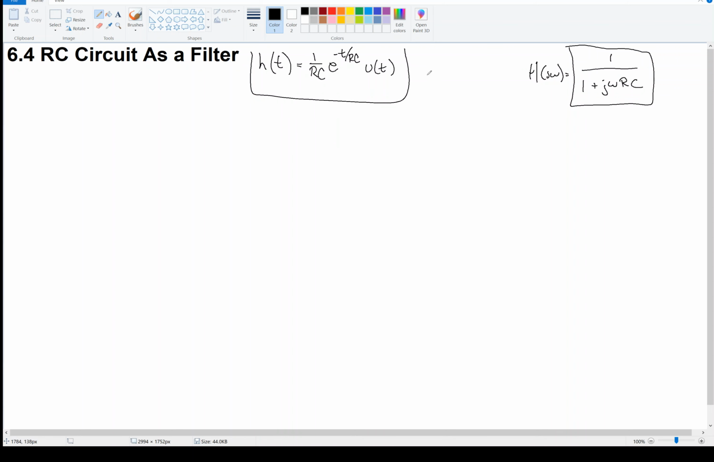But these two things make up a pair. They're almost like a pair, where if a circuit or a system has this frequency response, it can be shown that it has this impulse response and vice versa. So these two things are a pair. Okay, now let me draw that RC circuit again.